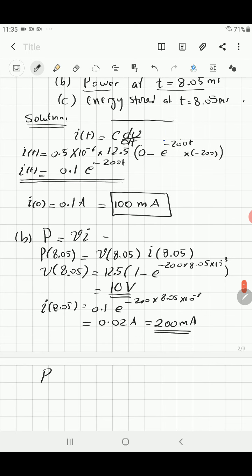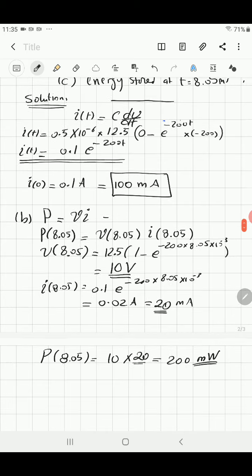So the power at time equal 8.05 millisecond is the product of 10 times 200. Oh, I'm sorry, that's 0.02. It's not 0.200. It's going to be 20 milliampere. Sorry for that, 20 milliampere. So multiplied by 20, you get 200 milliwatt, because I used milliampere here. So that was part B.